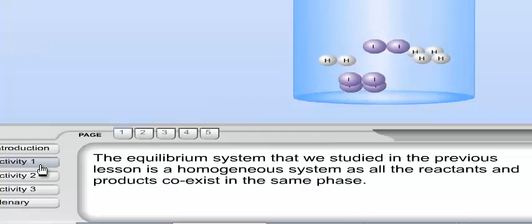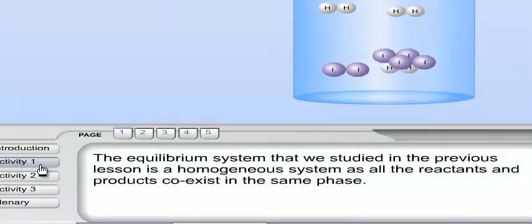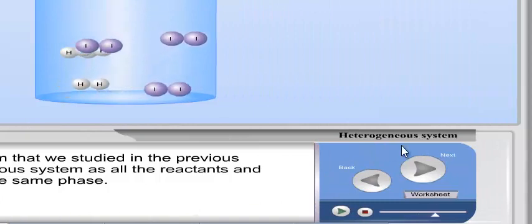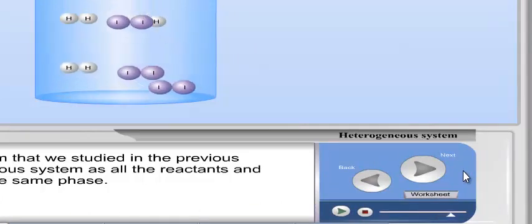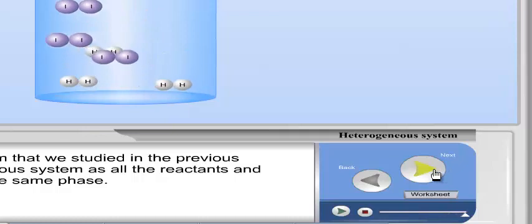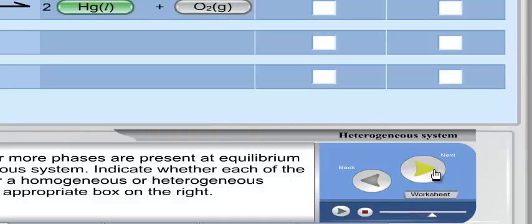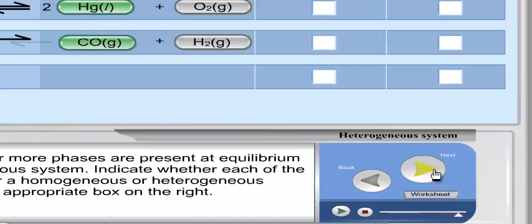The equilibrium system that we studied in the previous lesson is a homogeneous system, as all the reactants and products coexist in the same phase. A system where two or more phases are present at equilibrium is called a heterogeneous system. Indicate whether each of the equations shown is for a homogeneous or heterogeneous system by clicking the appropriate box on the right.